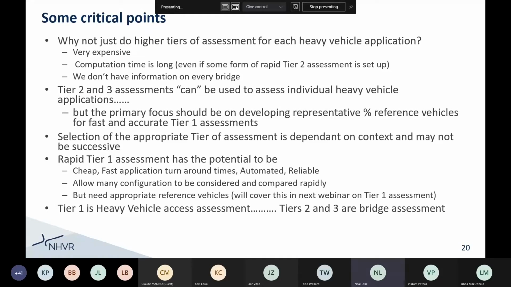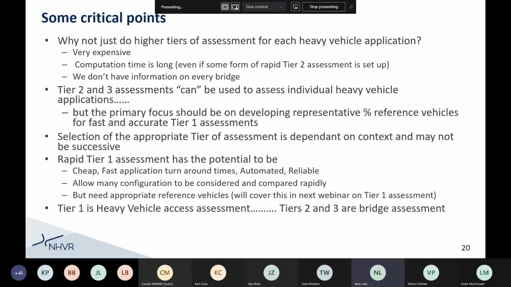So the question that comes, why don't you just do higher tiers of assessment for each heavy vehicle application? Now, I have touched on this, but I just want to cover it again. The reason why we can't do that is because Tier 2 assessment is very expensive. A typical range would be between $5,000 and $20,000 for a Tier 2 assessment. Now that amount could go up drastically if you're talking about very unique long span bridges. But for typical bridges, that would be the typical range.